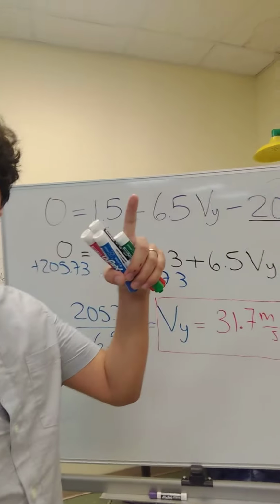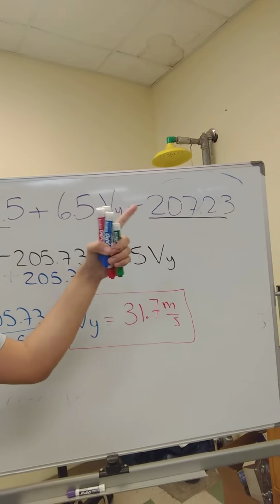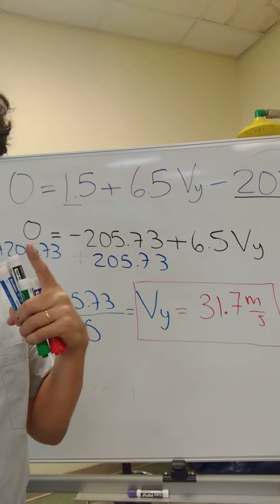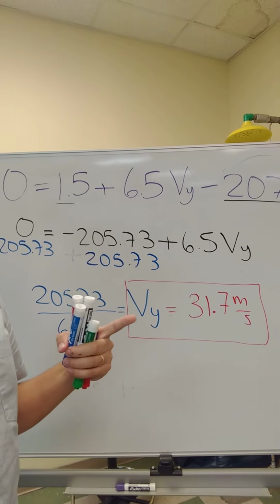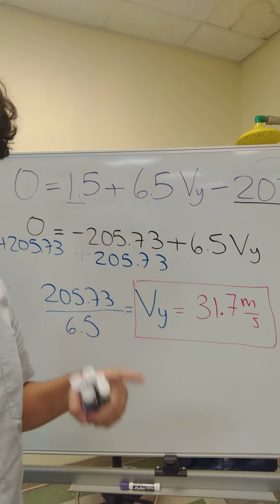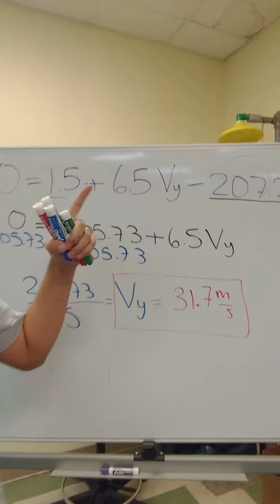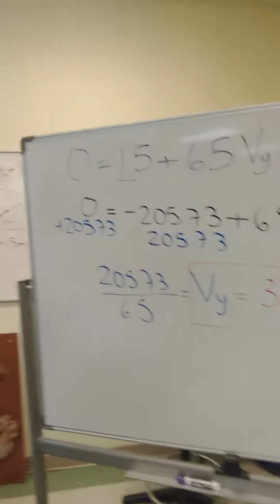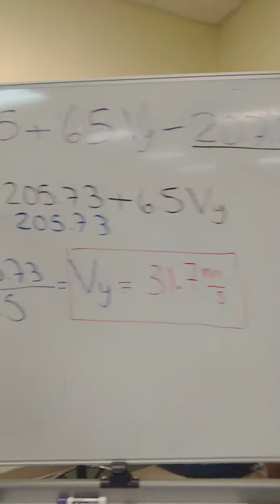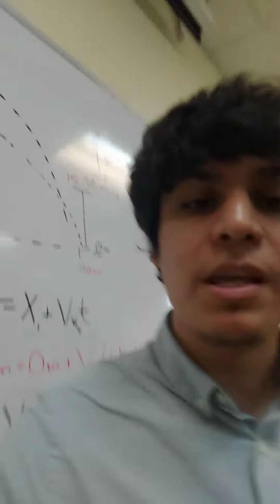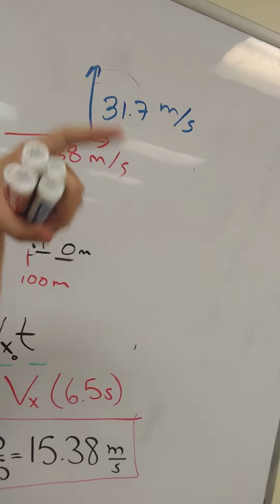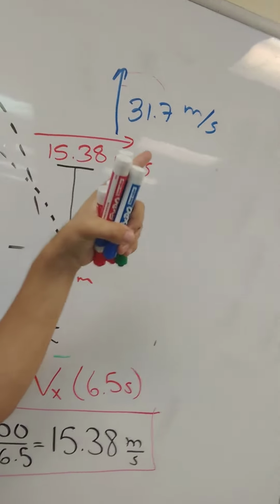0 = 1.5 + 6.5 Vy - 207.23. And if you did that math correctly, you're going to end up with a velocity in the y direction of 31.7. Now, if you want to look at the math, go ahead and take a look at my problem on the board. Pause this video, fast forward, whatever you need to do. But that is your final velocity, 31.7, which is really cool because it means that this arrow is actually traveling with a forward velocity of 15 and an upwards velocity of 31.7.